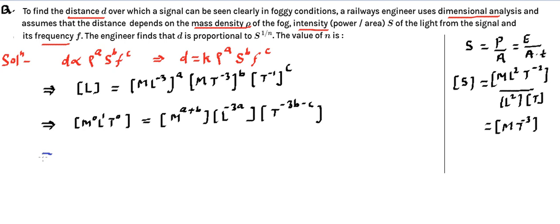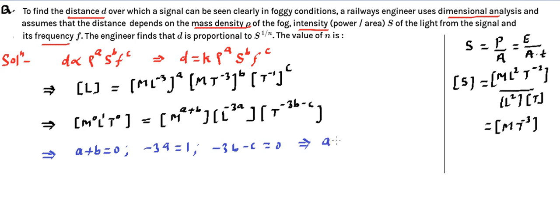So dimensions of M for both sides have to be equal. That means M raised to power 0 must be this. So from here we will find A plus B equal to 0. So that's one relation. Now power or dimensions of length, which is minus 3A, and this side it is 1. And for time it's minus 3B minus C, which is equal to 0. Now we can solve these three equations and we can find out the values.